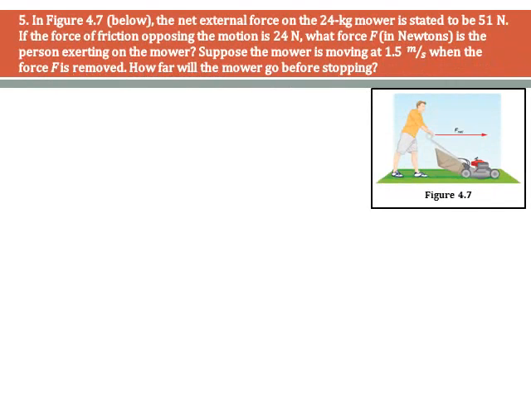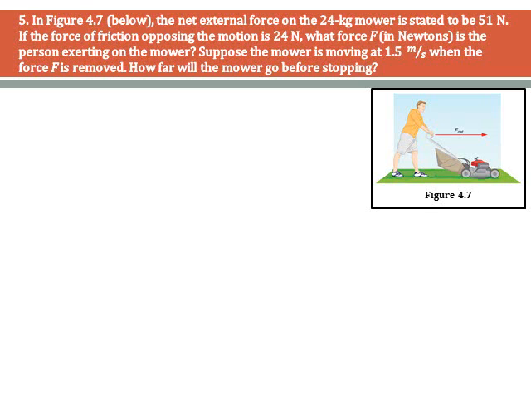In chapter 4, number 5, figure 4.7 below, which is this figure right here, the net external force on a 24 kilogram mower is stated to be 51 newtons. So we're talking about basically a horizontal force, because the upward and downward forces are going to be canceled. They're going to be balanced.